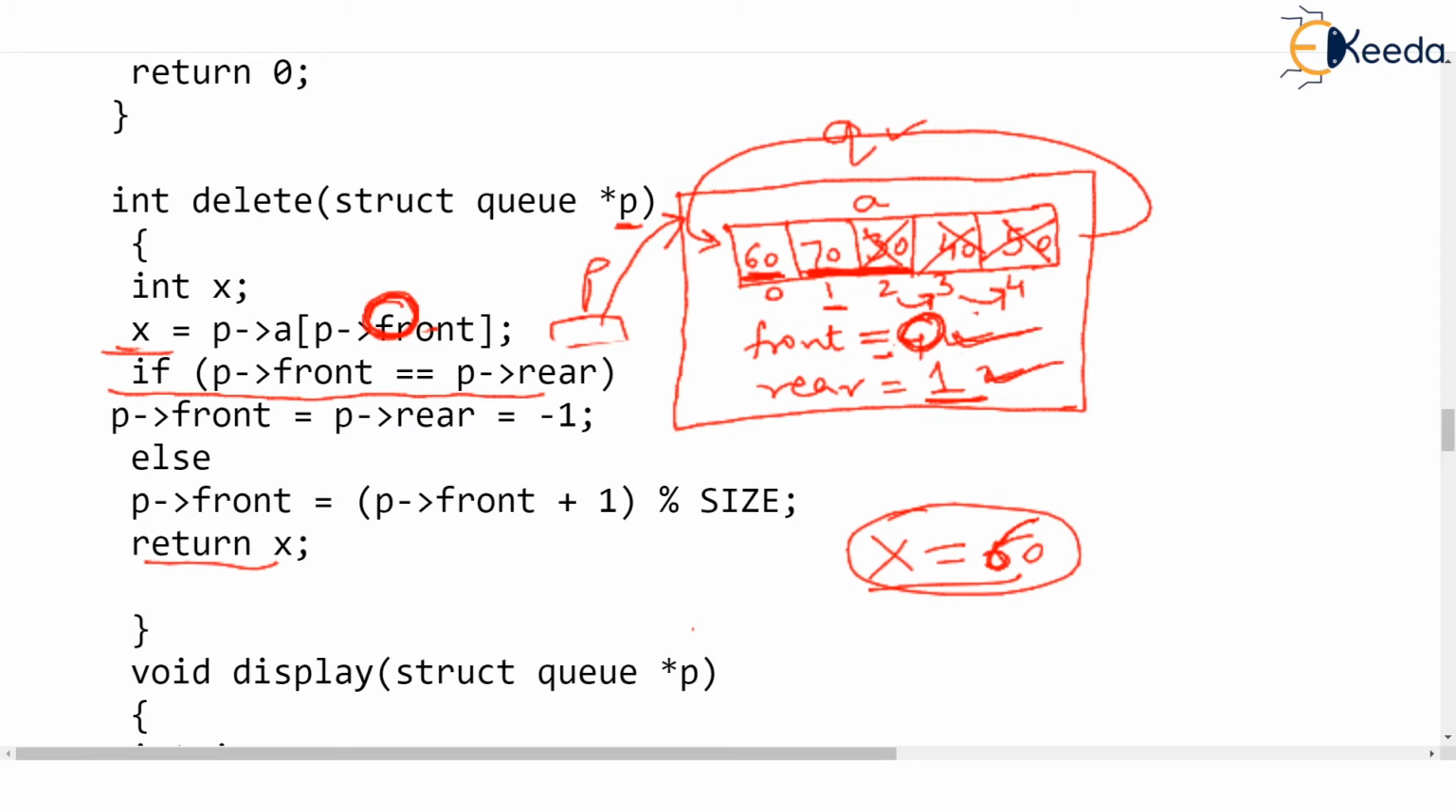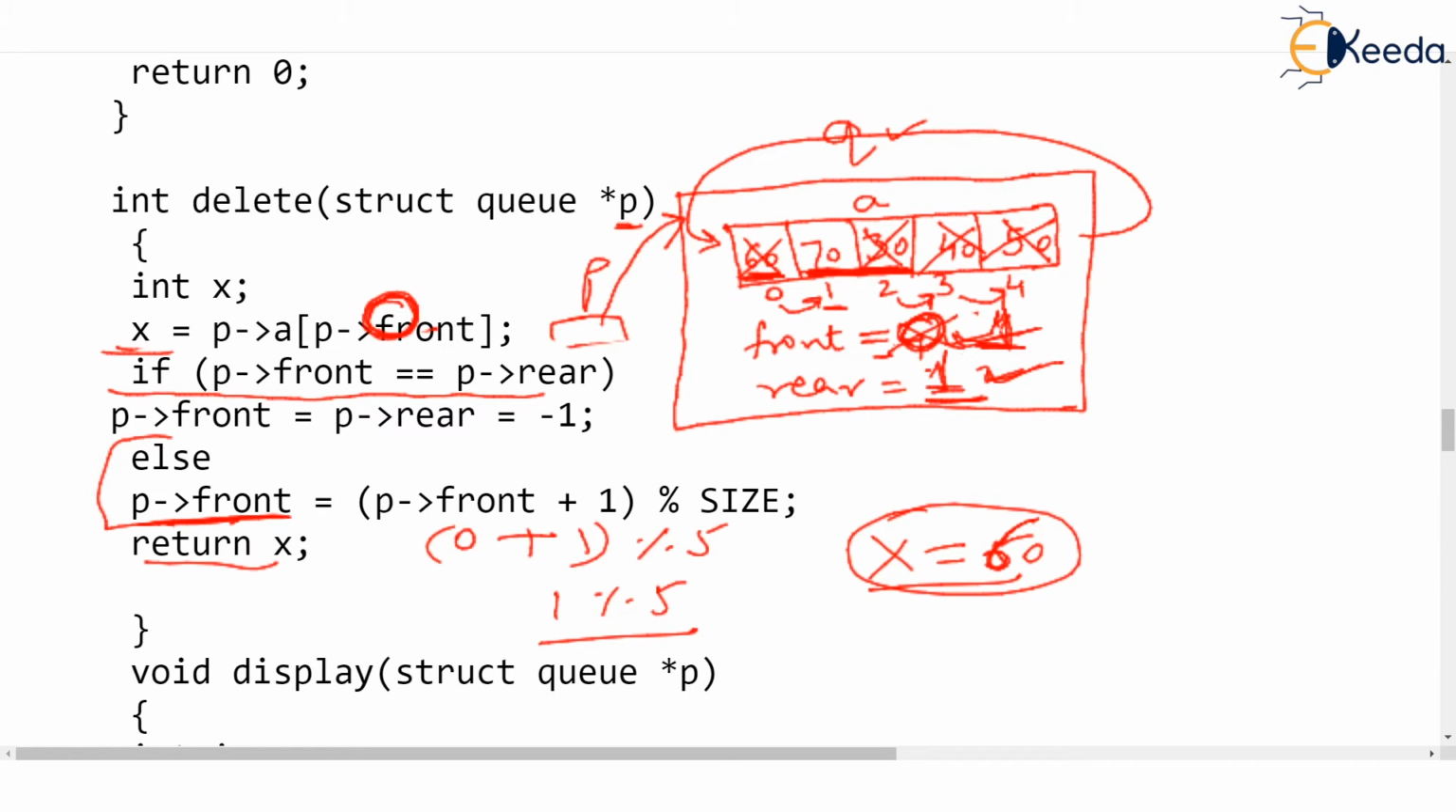So they aren't equal. So we go to else and execute the line where p->front becomes (p->front + 1) % size, that is (0 + 1) % 5, that is 1 % 5, which is 1. So the new value of front is 1. Now you just check, we have deleted 60, so the new front has to be 1, isn't it so? So now front is 1. I'm just overwriting this, I'm not erasing it. Front is 1 and rear is also 1.